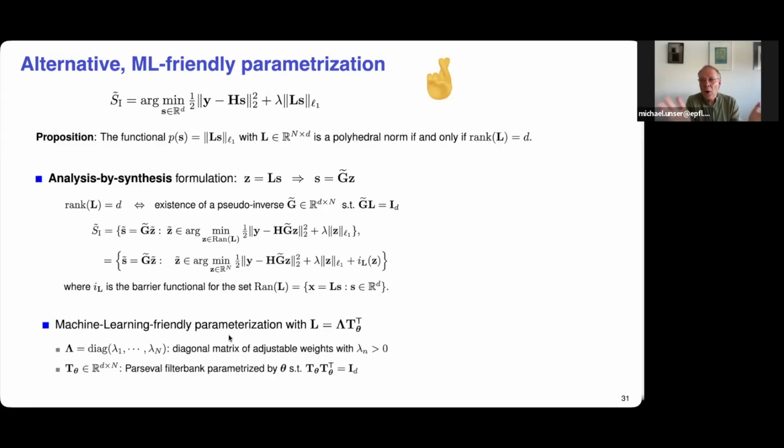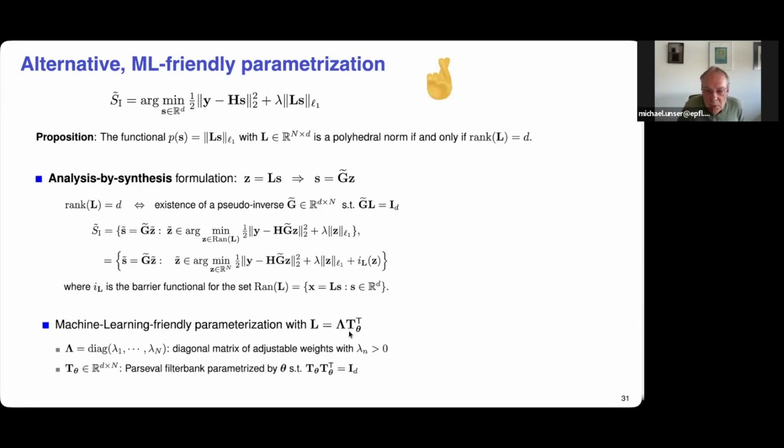And okay, now let's transform that into a machine learning friendly parametrization. Now, because here we need to invert L, in general, this is a little complicated, and therefore we will focus on what we call tight frames. And tight frames are very easy to invert because you essentially only have to do the transpose. I mean, a tight frame is not a square matrix, okay? It is a rectangular matrix, but that's extremely easy to invert.